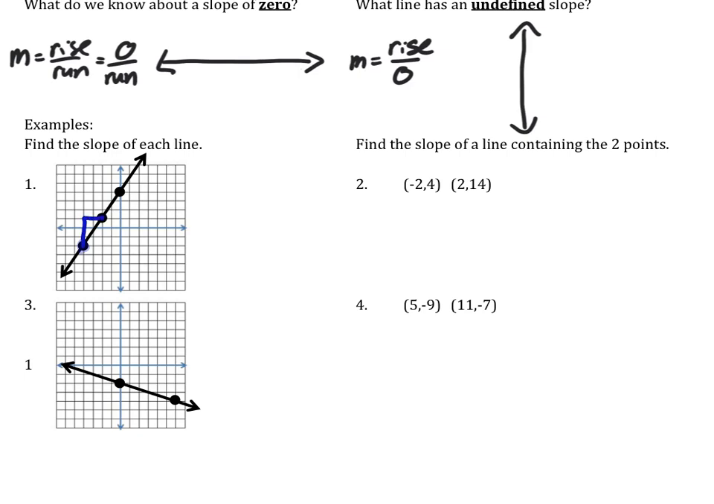So in this case, we rose 3 units. We ran 2 units. When we rose, we went up. That's a positive value. When we ran, we went to the right. That's also a positive value. So now we need to write this as slope. So our slope is our rise divided by our run. So we would have 3 over 2. All right, let's take a look at it for the second one.